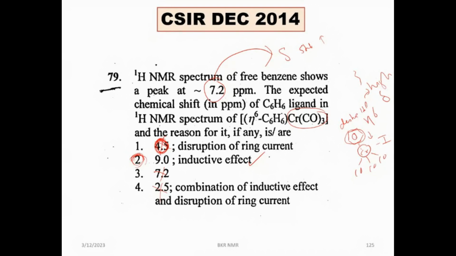So disruption or disturbance in the ring current is not the only answer. You should also think that the chromium attached withdraws electrons away from the benzene ring. There is an electron withdrawal effect. Since it has an electron withdrawal effect, the benzene ring becomes electron deficient. It can also undergo a nucleophilic substitution reaction, and the electrons come to the benzene ring. You get the point, ma? Are you clear or not? Yes, ma'am.